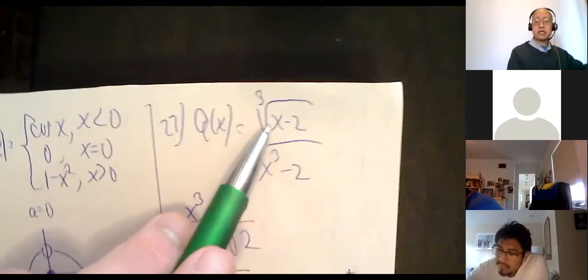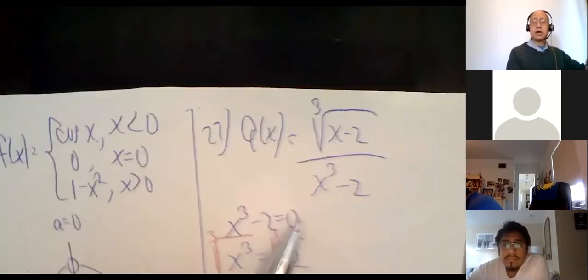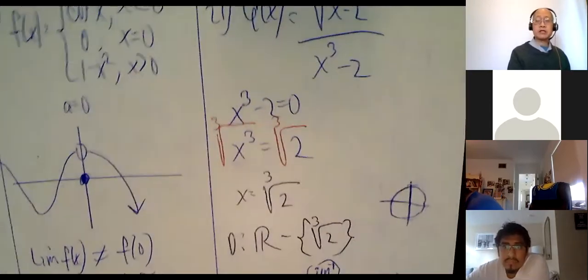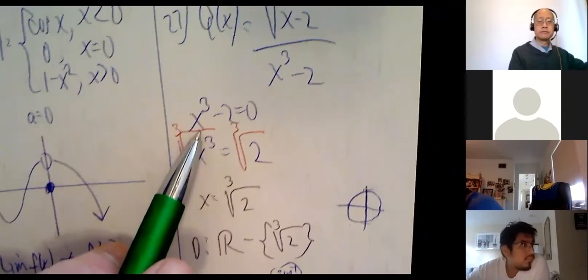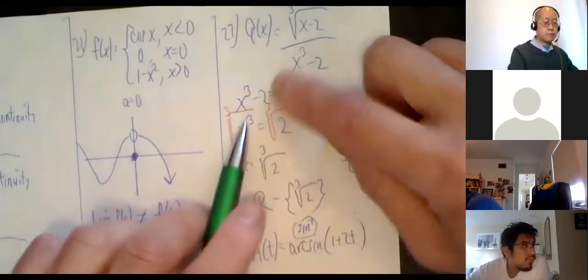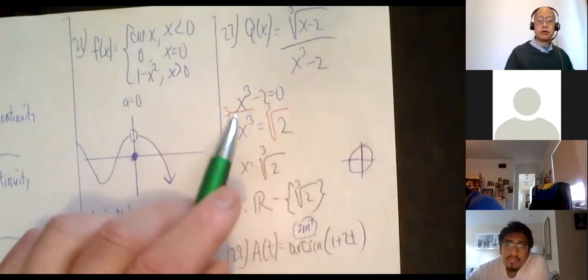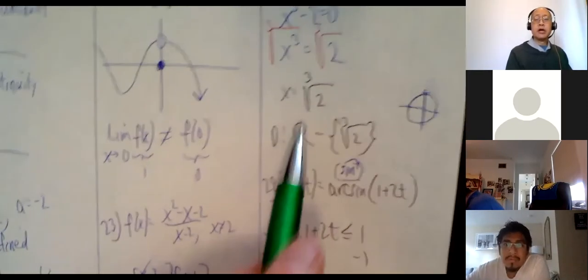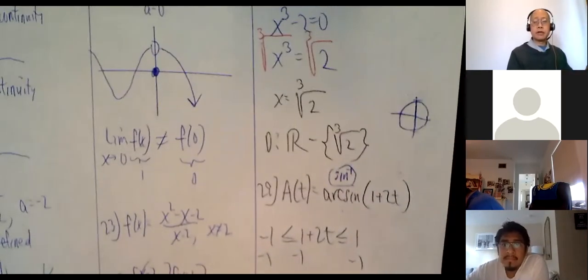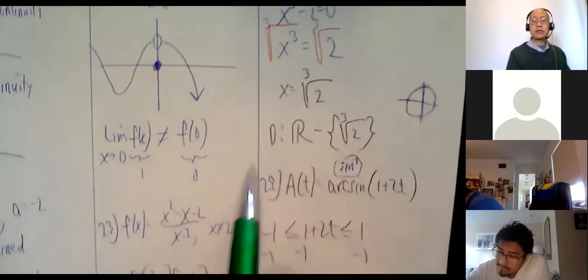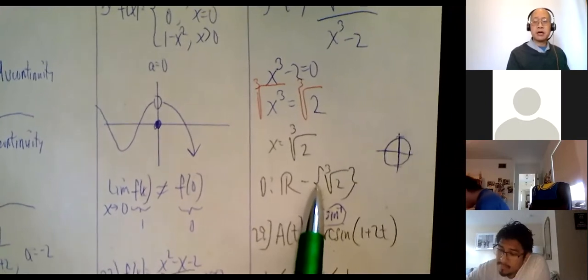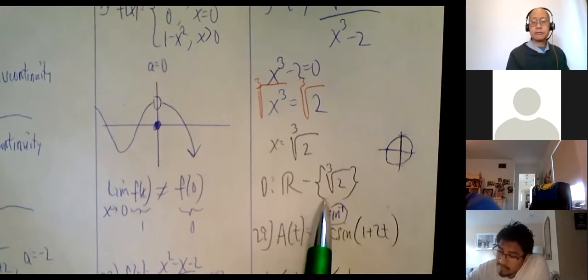The top causes me no trouble. So does the bottom cause me any trouble? Yes. So I just set x cubed minus 2 equal to 0. Add 2 to both sides and take the cube root. So x is equal to the cube root of 2. So that gets thrown out of the domain. Okay, you're out of here. That's it. So what's the domain? All real numbers minus the set consisting of the cube root of 2.